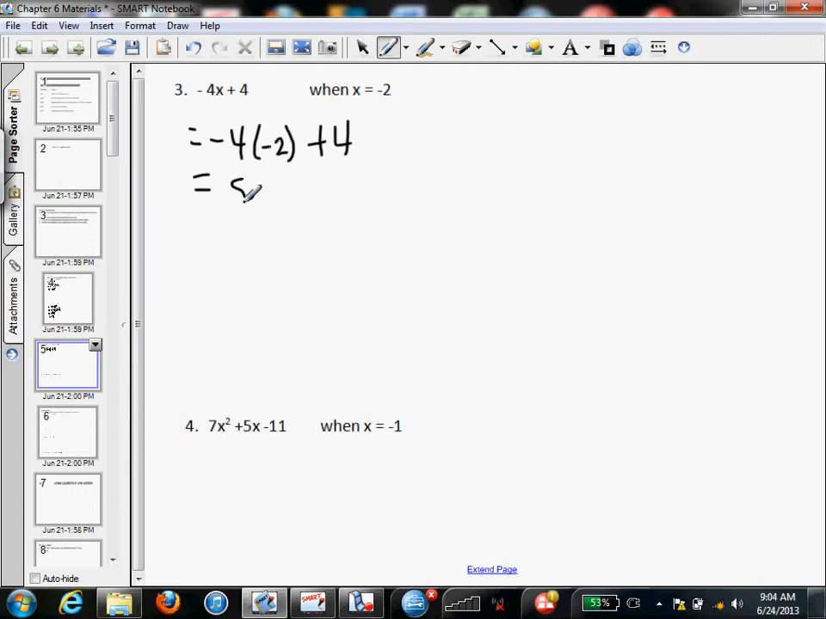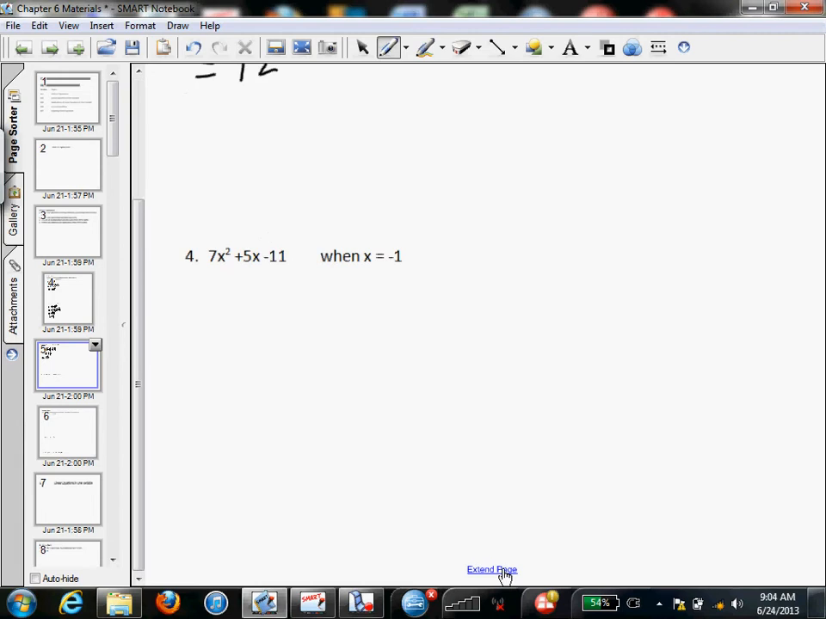-4 times -2 is a positive 8. Let's not forget to add that 4. So 8 plus 4 is 12. Okay, and with example 4, let's go ahead and repeat the same pattern that we have been.